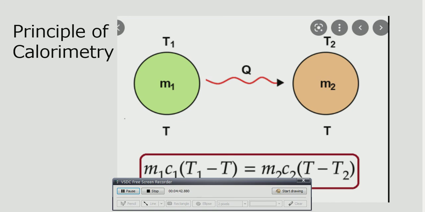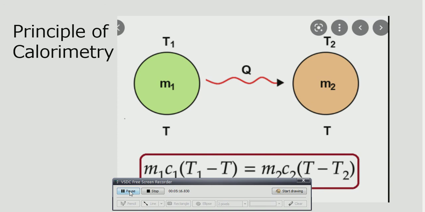Now in some books specific heat, C1, is written as S, or in some books it is C. So in the exam, you can write either. In my PDF, probably it is written as S. So whatever is specific to your book, you need to follow. Right. And remember this formula: M1 C1 (T1 - T), where T is the common temperature, is equal to M2 C2 (T - T2). Clear?